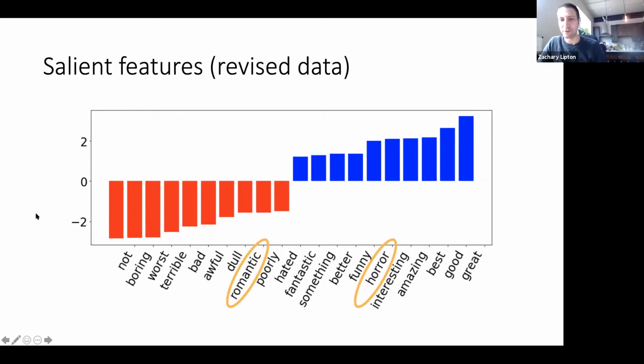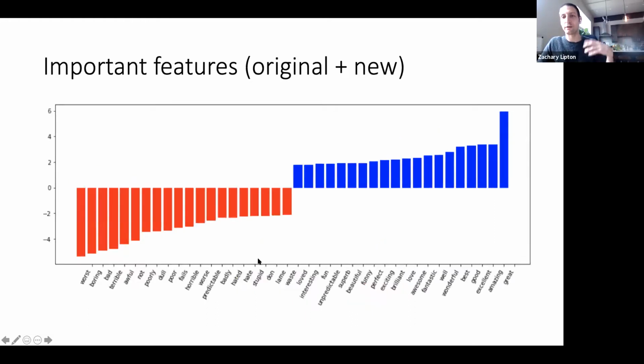Now, an interesting thing happens further: we can train on both the original data and the revised data and see what happens. And when we go there, basically all of those words fall out in a kind of strange way when you train on the original and the new. So you have worst, boring, bad, terrible, awful, not, poorly, dull, poor, fails, horrible, predictable, badly, hated, hate, stupid. For some reason, dawn is still in there.